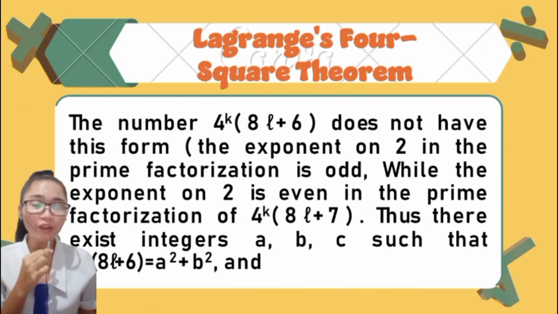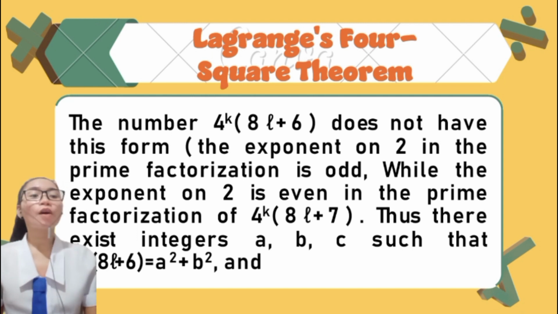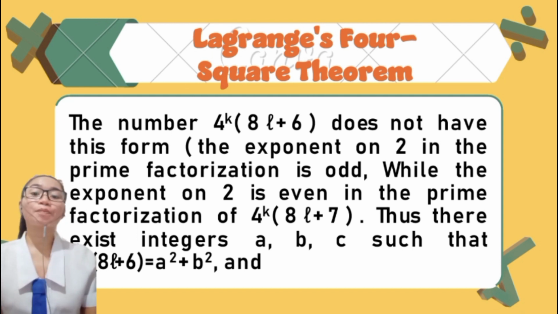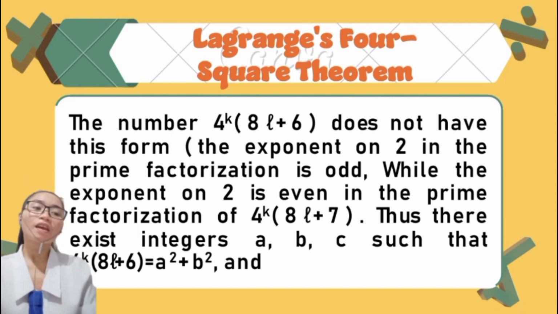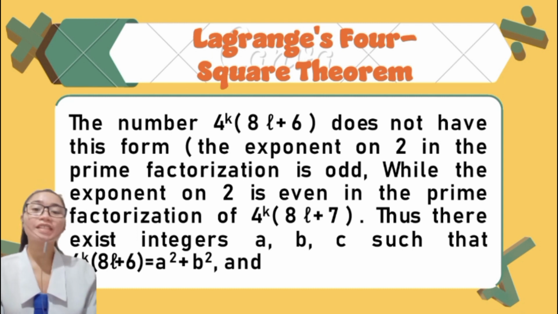So the number 4 to the power of k quantity 8l plus 6 does not have this form, since the exponent of 2 in the prime factorization is odd, while the exponent of 2 in the prime factorization of 4 to the power of k quantity 8l plus 6 is even. So plus 7, if you remember the prime factorization lesson. Thus, there exist integers, namely a, b, and c, such that 4 to the power of k quantity 8l plus 6 is equal to a squared plus b squared plus c squared.